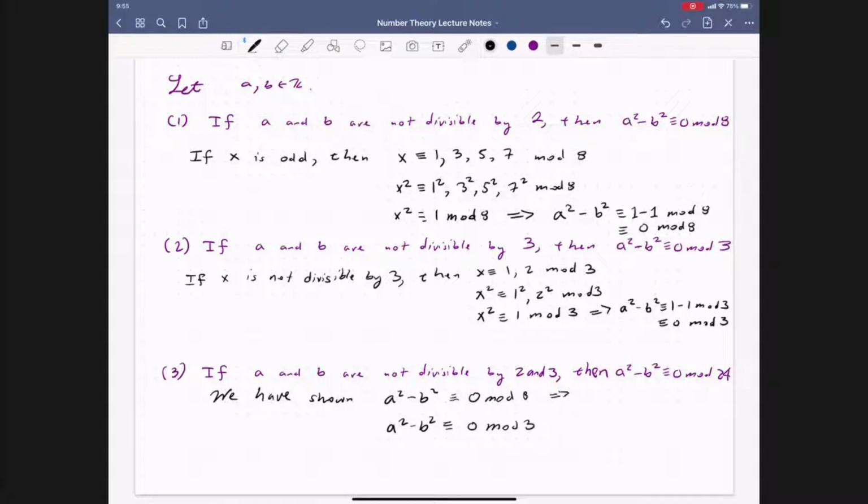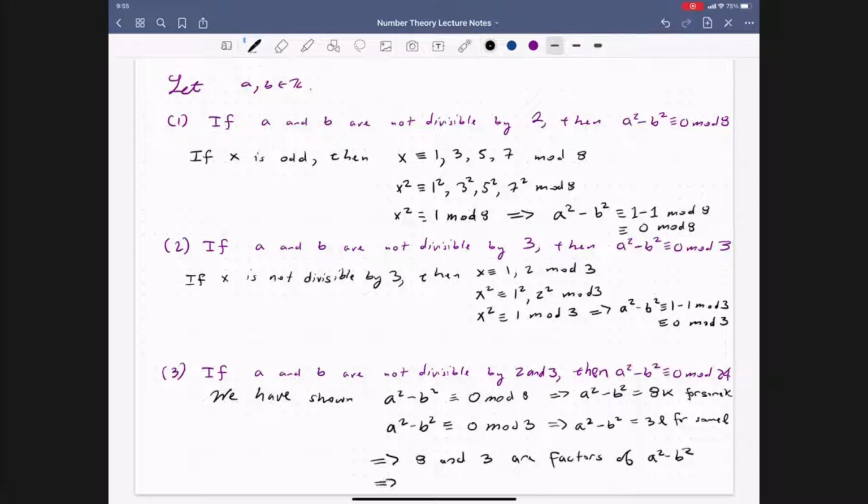So this tells us that a squared minus b squared is equal to 8k for some k. And the bottom one tells us that a squared minus b squared is equal to 3l for some l. And so in other words, we have that 8 and 3 are factors of a squared minus b squared. And so consequently, because these are relatively prime, 24 divides a squared minus b squared.